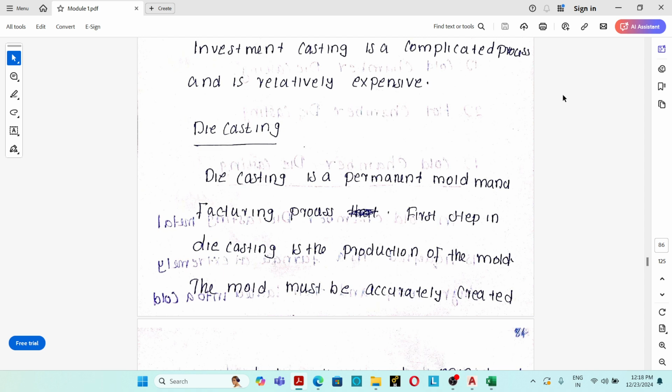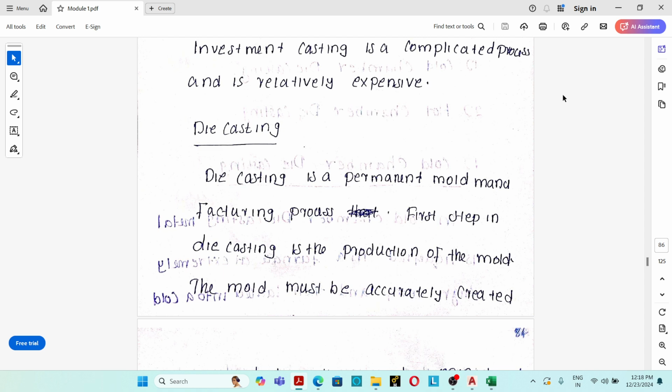Die casting is a permanent mold manufacturing process which has wide application in manufacturing automotive components in the automobile industry. The first step in a die casting process is production of a metal mold, which is accurately created using machining operations. Two halves are made by machining, and they can be opened and closed by some mechanical method.